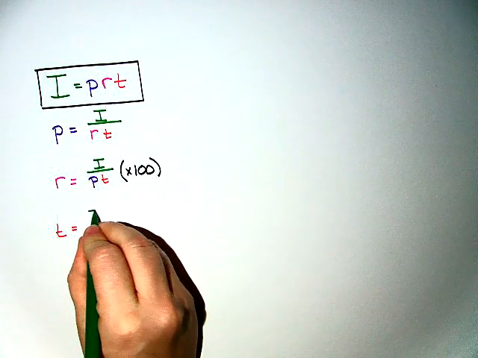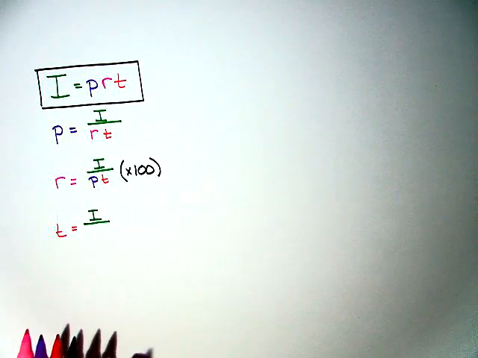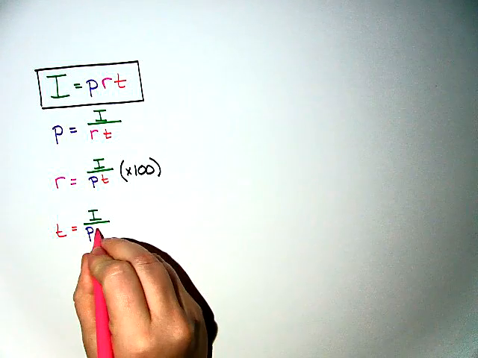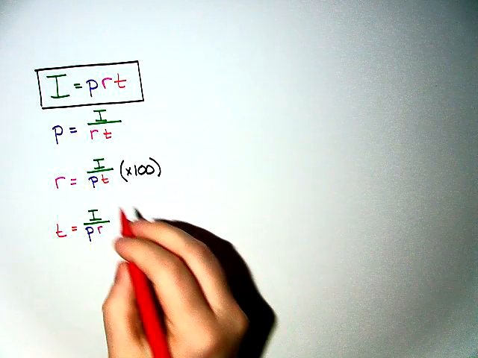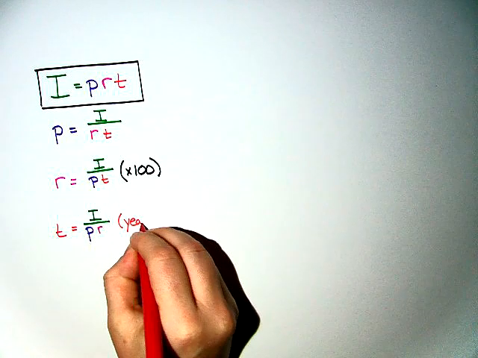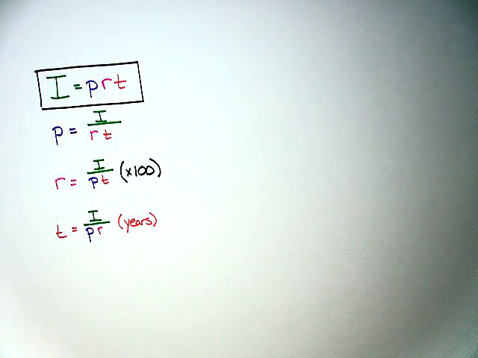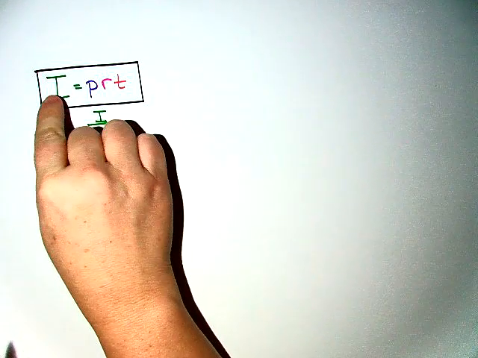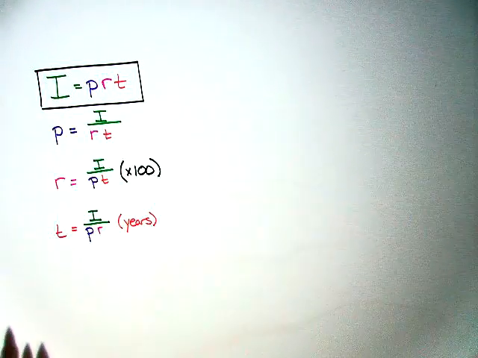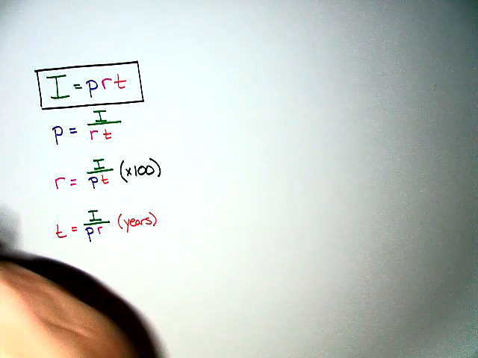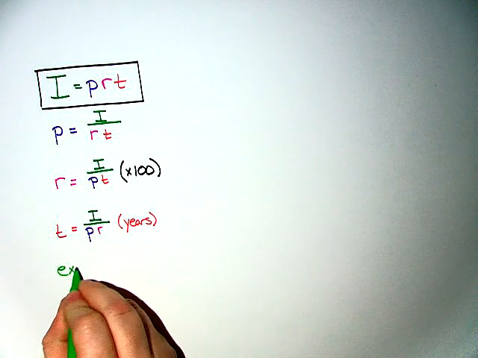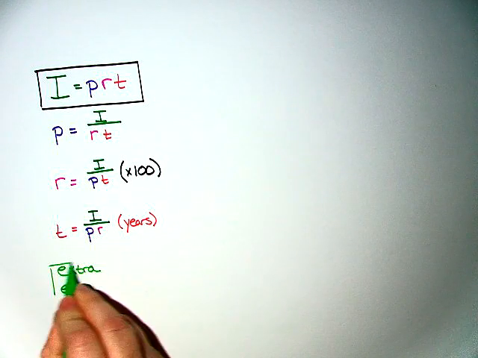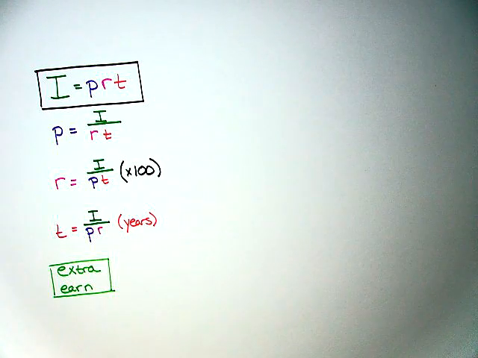And then the last formula, you're going to do I, and instead of dividing by T, you're going to divide by P times R. Now remember, this formula is always in years. So if you're trying to create something that is in months or in days, you will have to adjust it. However, the interest is always your extra amount. So the key words you're going to be learning are things like extra or earn. These are some of the key words that you're going to be looking for when you read the problems.